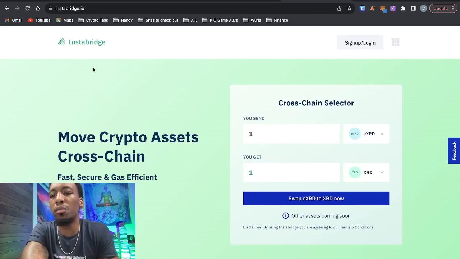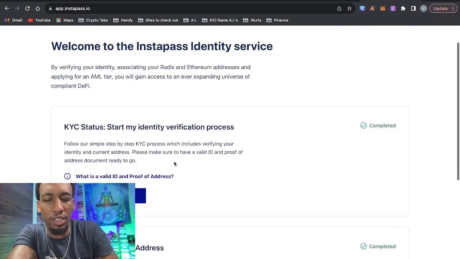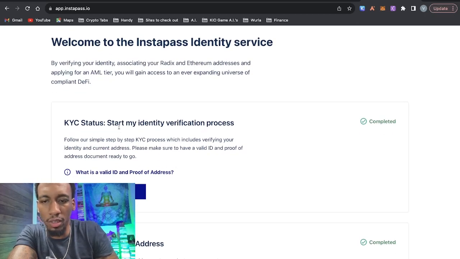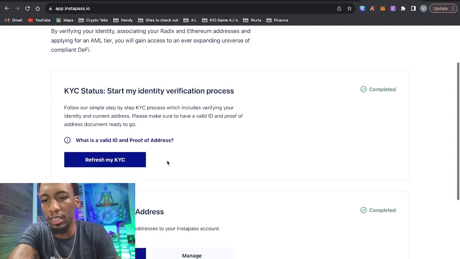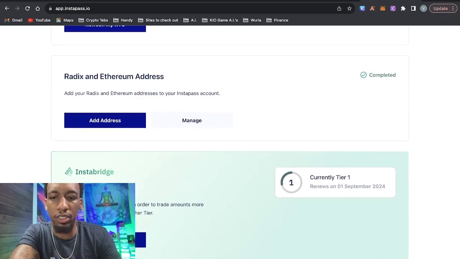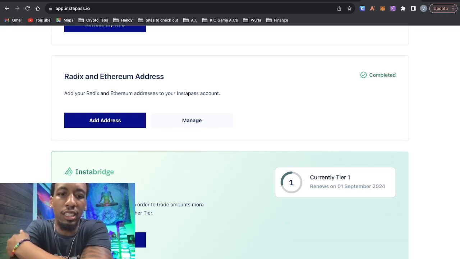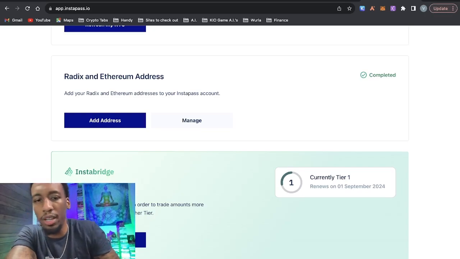Now, this is the bridge you use to bridge over. It's instabridge.io. So you create a profile, and the KYC they have you go through does kind of suck. So before you can bridge, you have to do all of this stuff. You have to verify your identity, which is your driver's license or a passport. I use my license. You have to register your address, and then they have different tiers. So I just did the $15,000 tier because I don't plan on bridging over more than that, at least not right now. And you can always upgrade your tier.